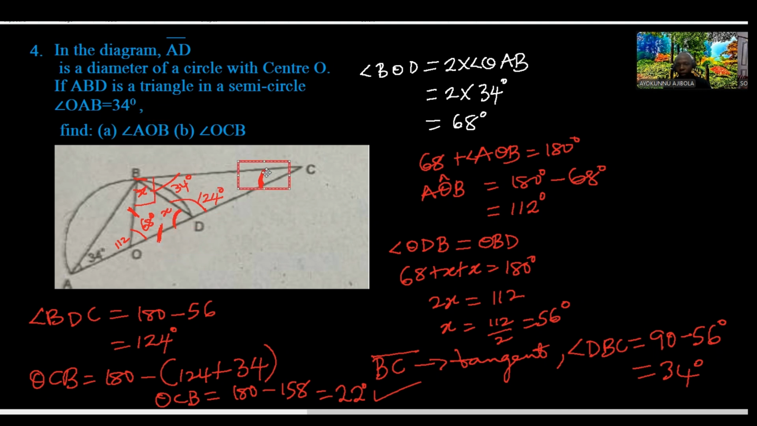Then the next one is to find this angle at C, but we can't jump there without finding some of these other angles. So since this is 68, and BO is a radius, OD is a radius, then this is an isosceles triangle. We have the base angles at B and D to be equal. So with that, we're able to get X to be 56, each of those angles. And this is a tangent BC.